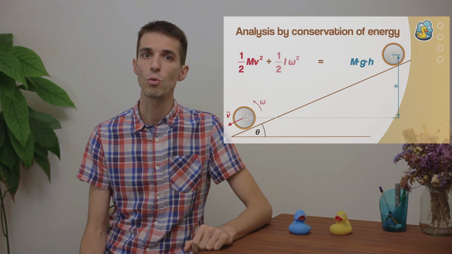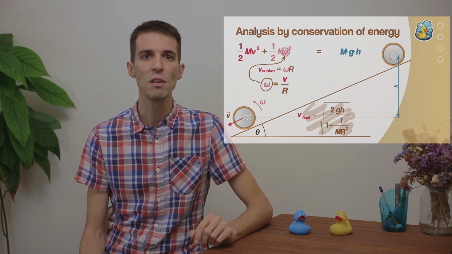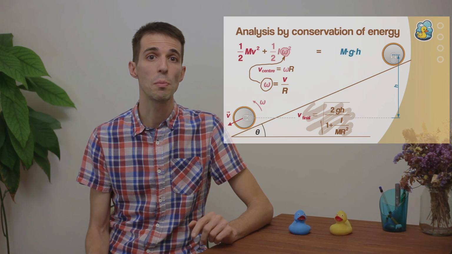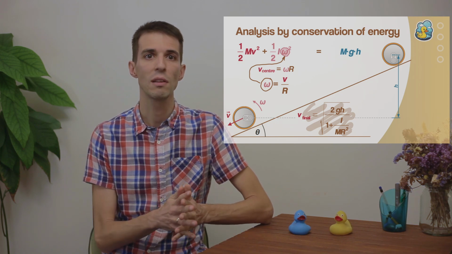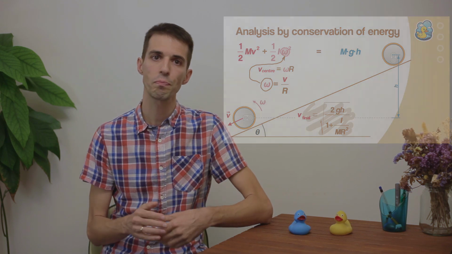And if we substitute omega equals v over r, we can solve for v, the linear speed of the object's center of mass. The neat thing here is that the final speed depends on the object's shape and how its mass is distributed, not just the angle of the slope.